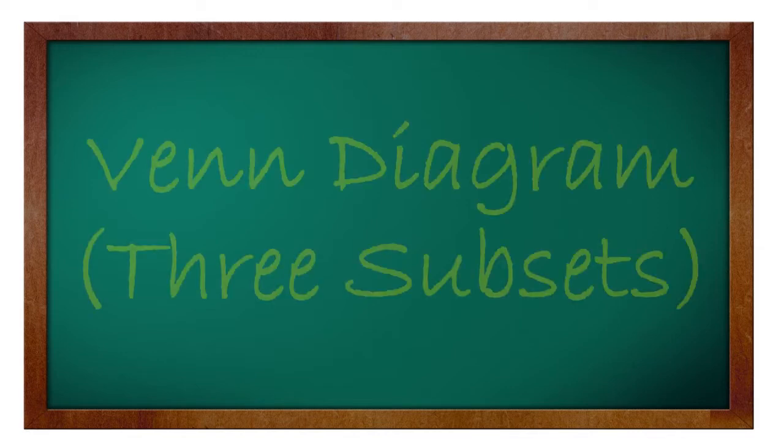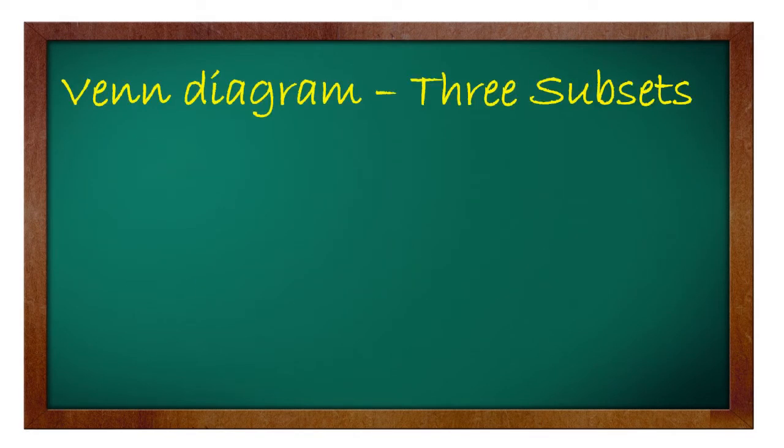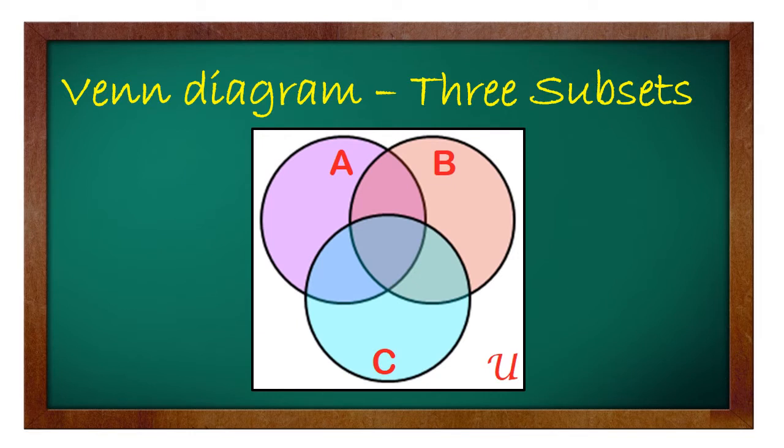Good day everyone. Today we are going to discuss about Venn diagram with three subsets. Venn diagram with three subsets may be illustrated with a figure shown on the board. Kung mapapansin natin, tatlong circles na ang ginamit sa loob ng rectangle.